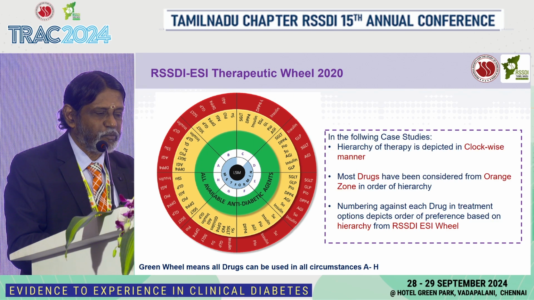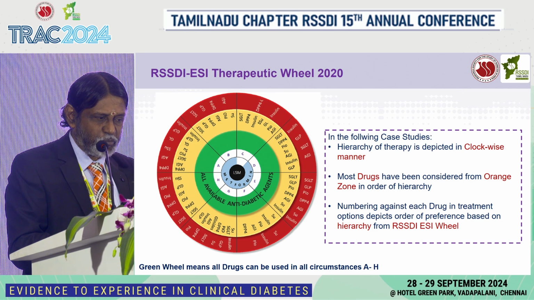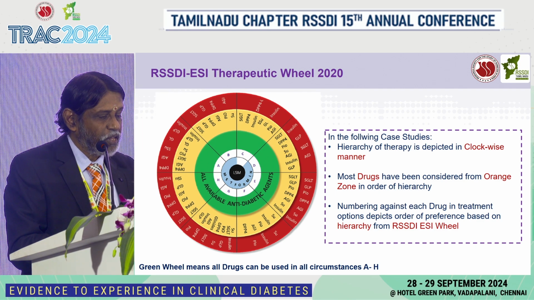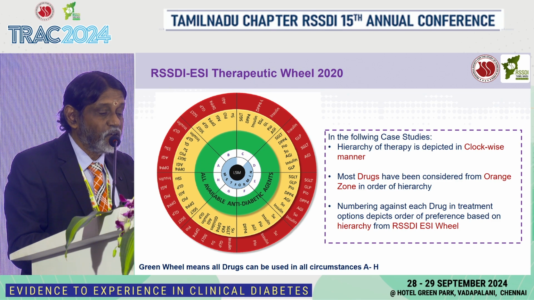So the RSSDI therapeutic wheel in the following case studies. The hierarchy of therapy is depicted clockwise. If you look at the central point, lifestyle modification, followed by metformin, and use any drugs that are shown in green color, of course with restriction with reference to orange and yellow color. Most drugs have been considered from the orange zone in order of hierarchy, and the numbering against each drug in treatment options depicts orders of preference based on hierarchy from the RSSDI Endocrine Society of India wheel.